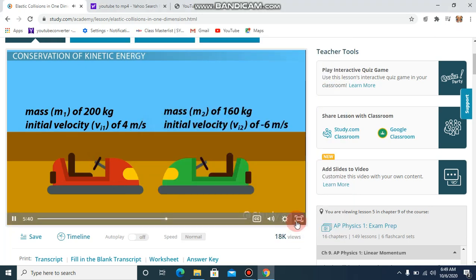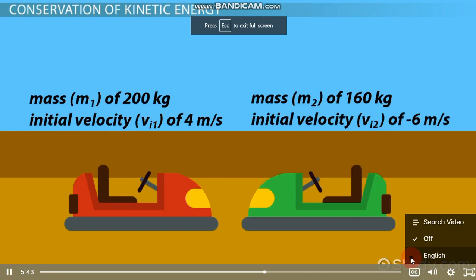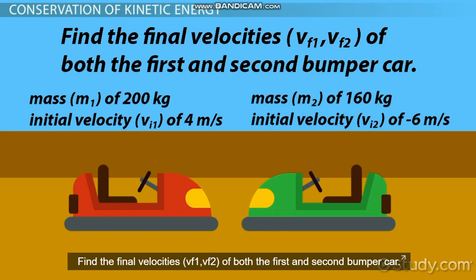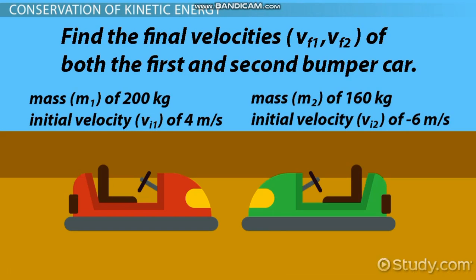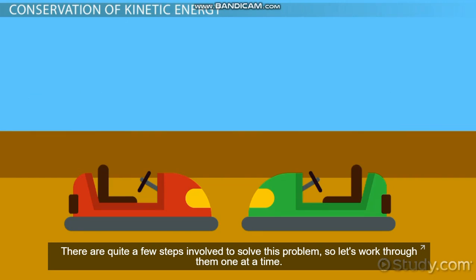and a velocity, vi2, of negative 6 meters per second. Find the final velocities, VF1 and VF2, of both the first and second bumper car. There are quite a few steps involved to solve this problem, so let's work through them one at a time.